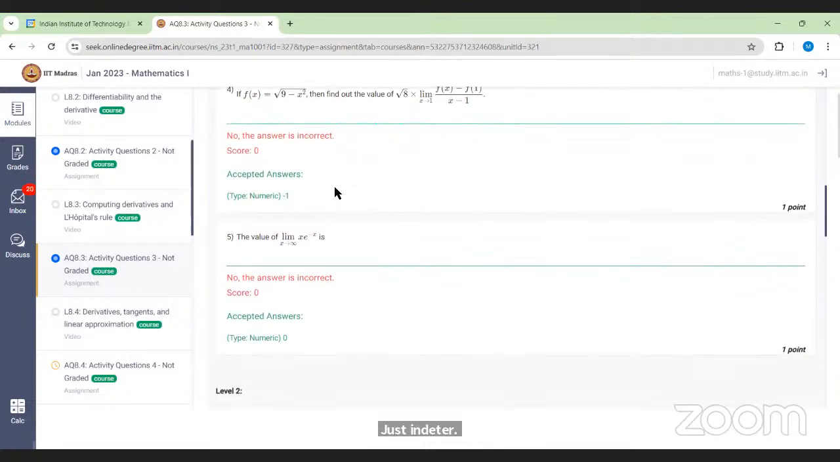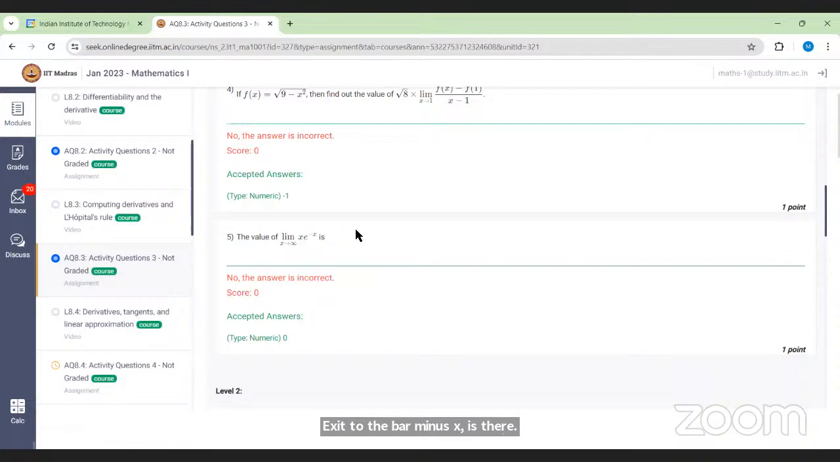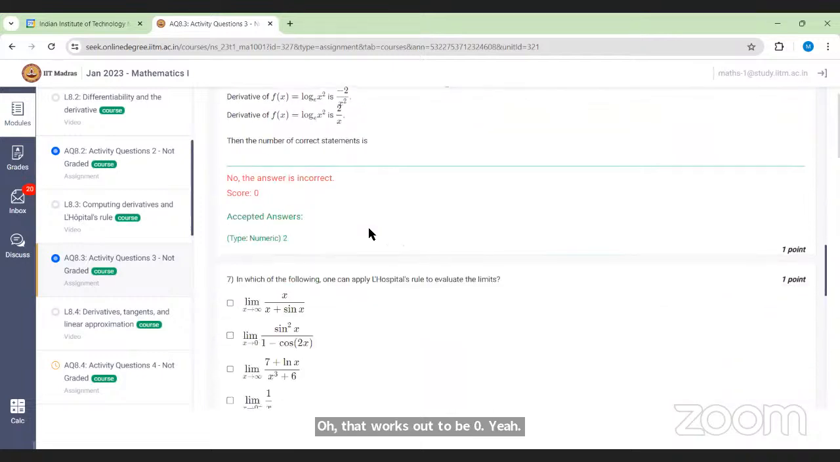Yes. This is also a particular case. Just take e to the power minus x to be 1 upon e to the power x. It will become infinity by infinity, right? x e to the power minus x is there. Just write it as x upon e to the power x, right? Then you can use L'Hospital rule to find it. That works out to be 0. Getting it, right? Okay.